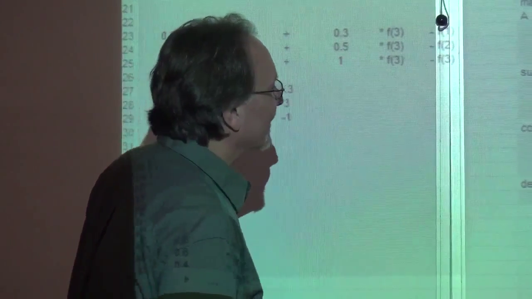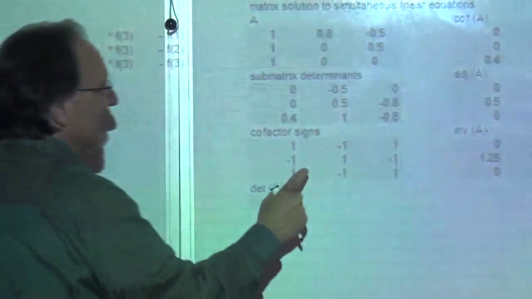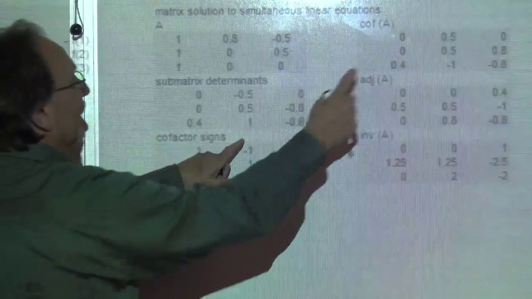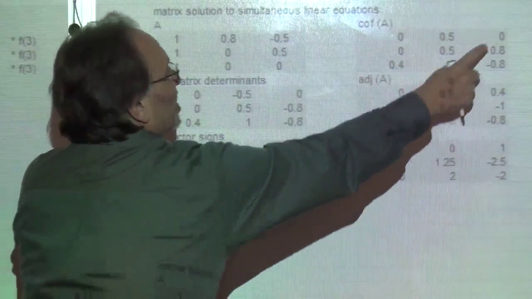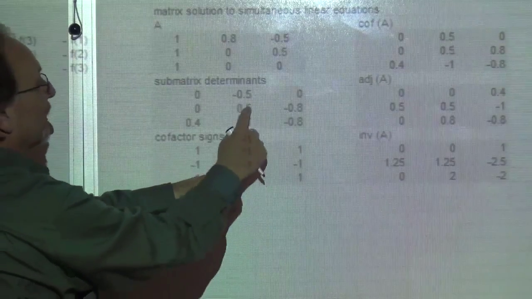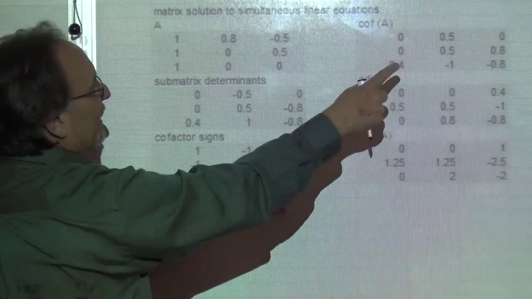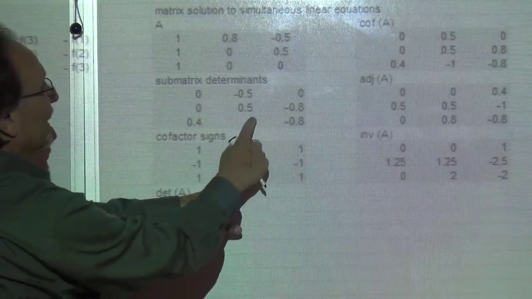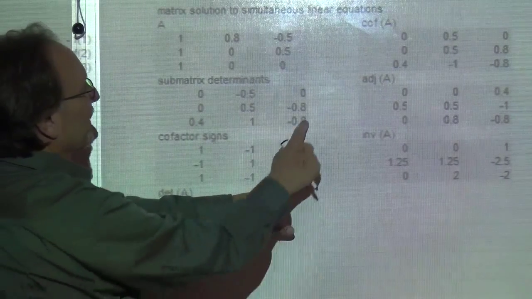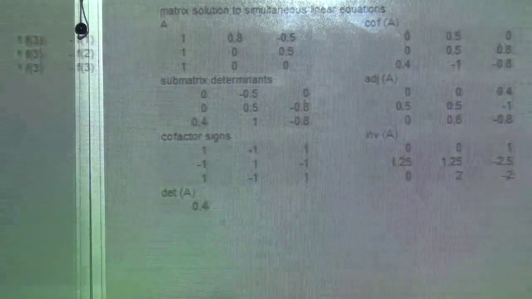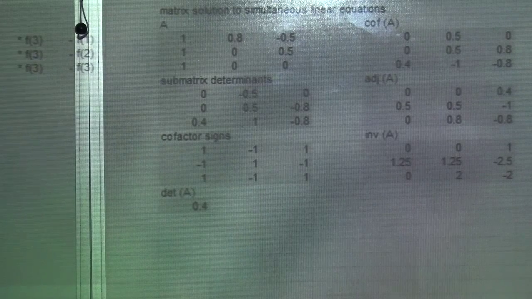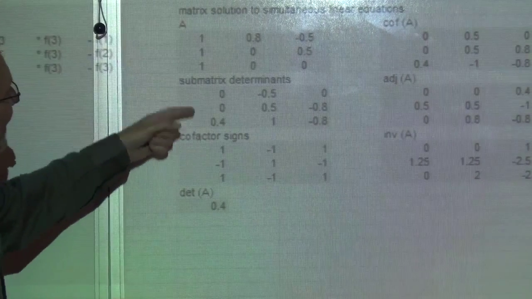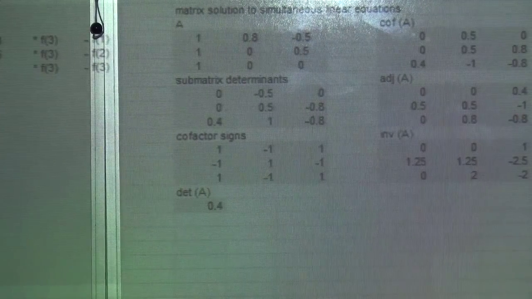So then the cofactor of A is the cofactor sign times each of the submatrix determinants. So that becomes 0, 0.5, 0, 0, 0.5, -1 times -8, 1 times 0.4 is 0.4, -1 times 1 is -1, and 1 times -8 is 0.8. That making sense? I kind of divided this into 2 steps just because I was doing it in Excel.